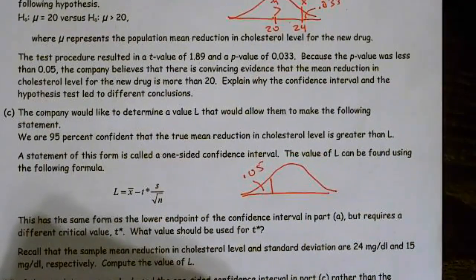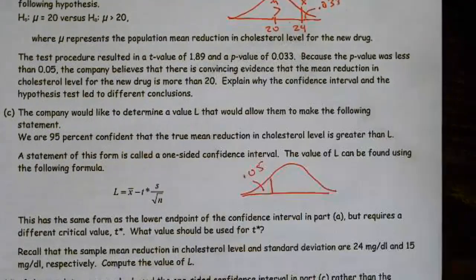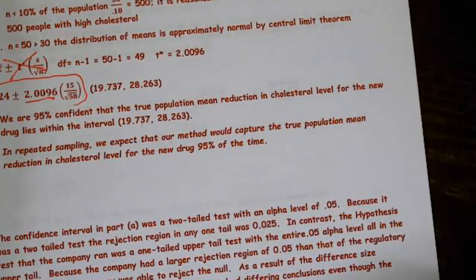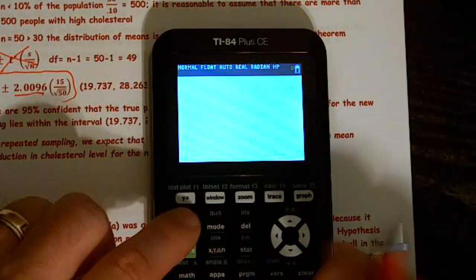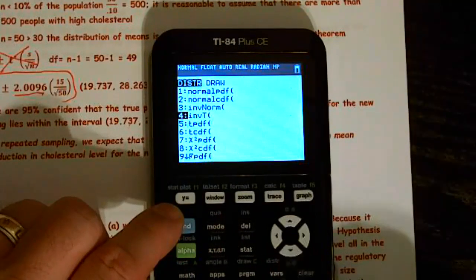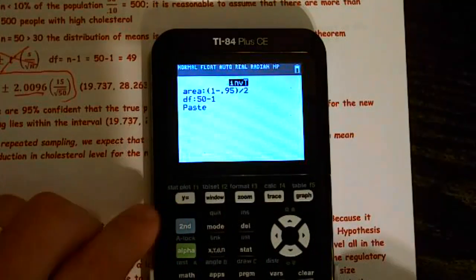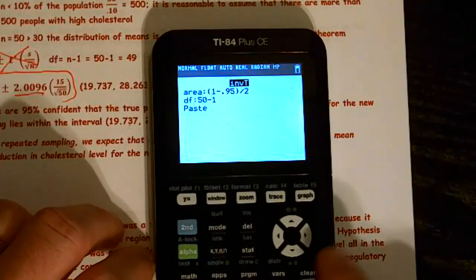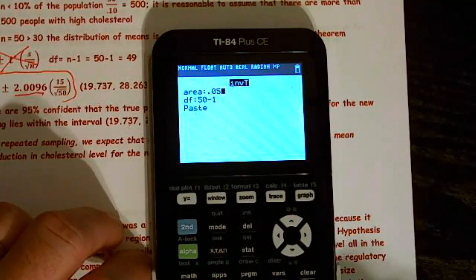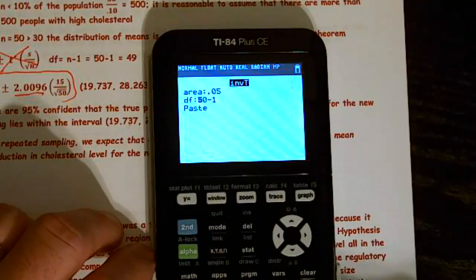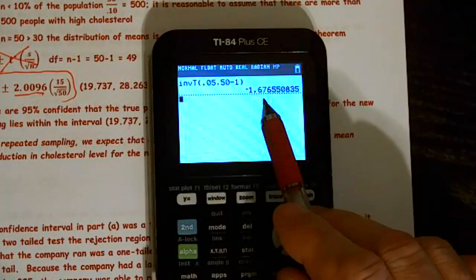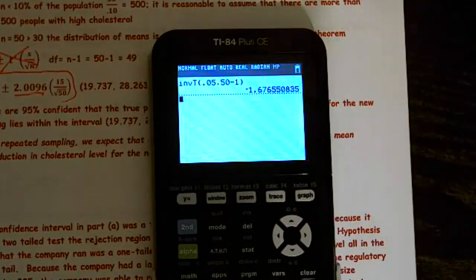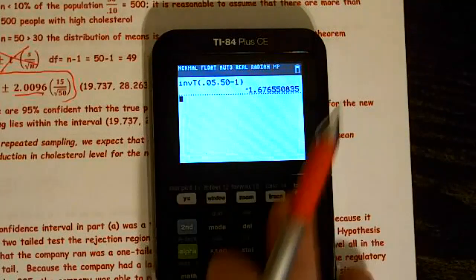All right, so here's the thing. T star is based on 0.05. So, second vars, inverse T. Change our area to 0.05. Degrees of freedom is still the same. And now we get a T star value of 1.6765.